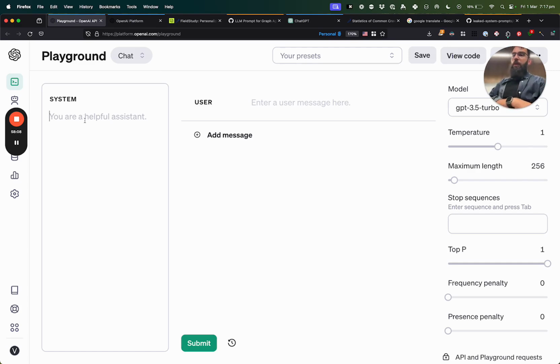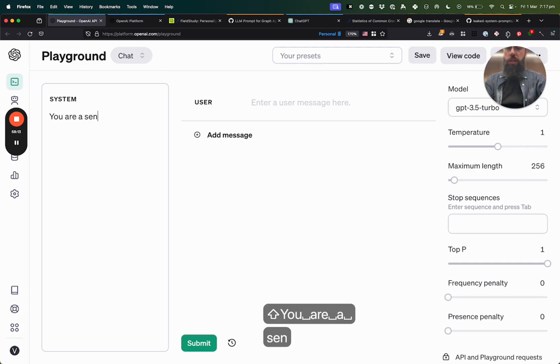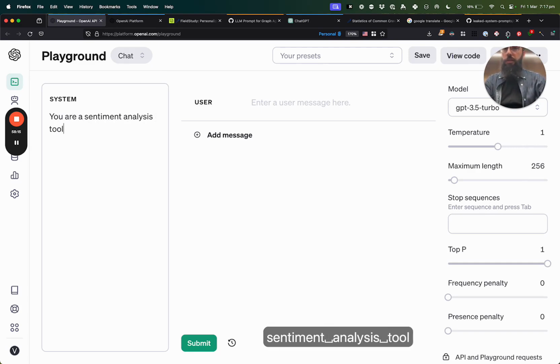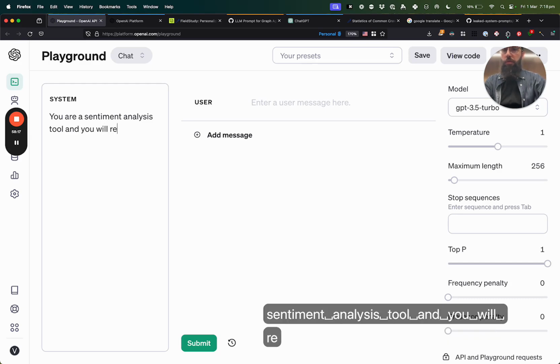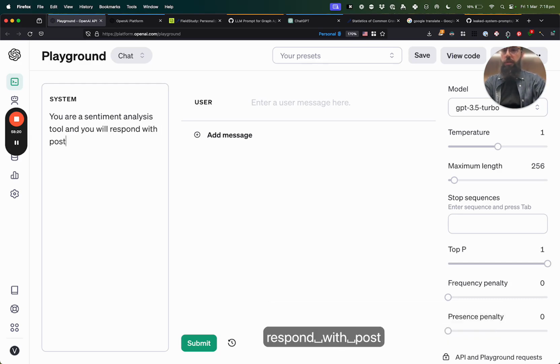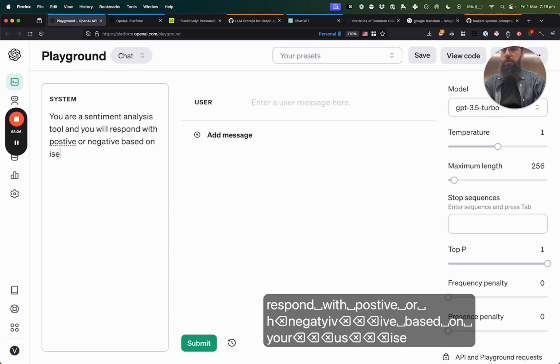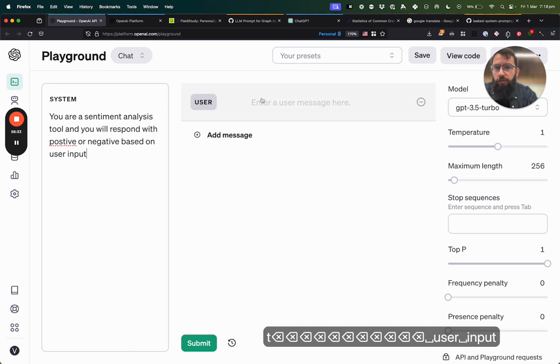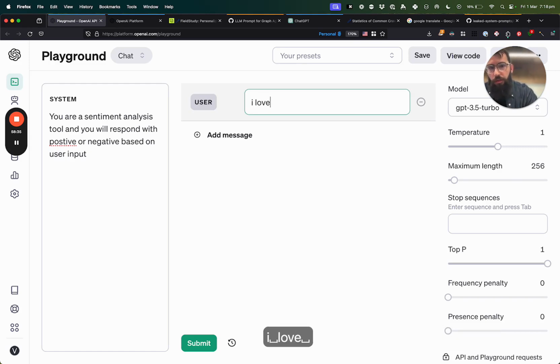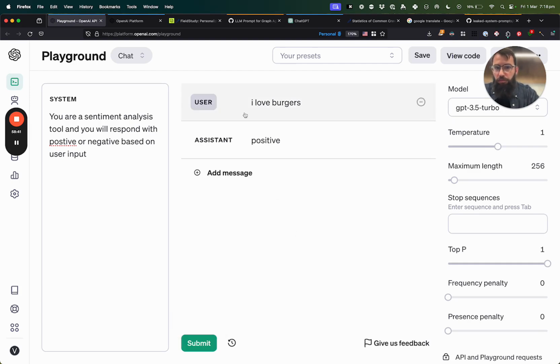So in this case, I can do a system prompt like, you are a sentiment analysis tool and you will respond with positive, negative, based on user input. Sorry, so the user says, I love burgers. Who doesn't love burgers? Positive. That's all it's going to say, because that's all I've told it to say, right?